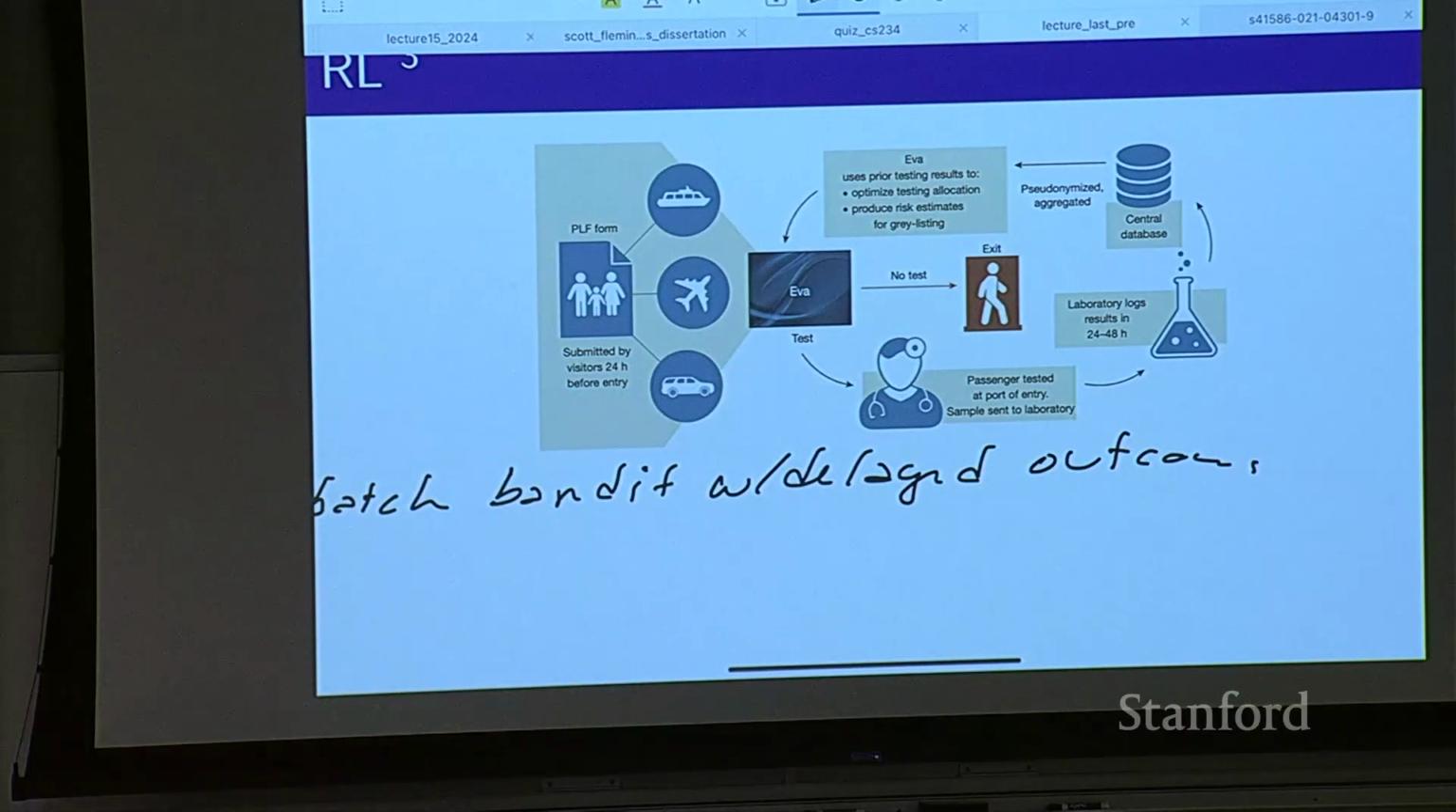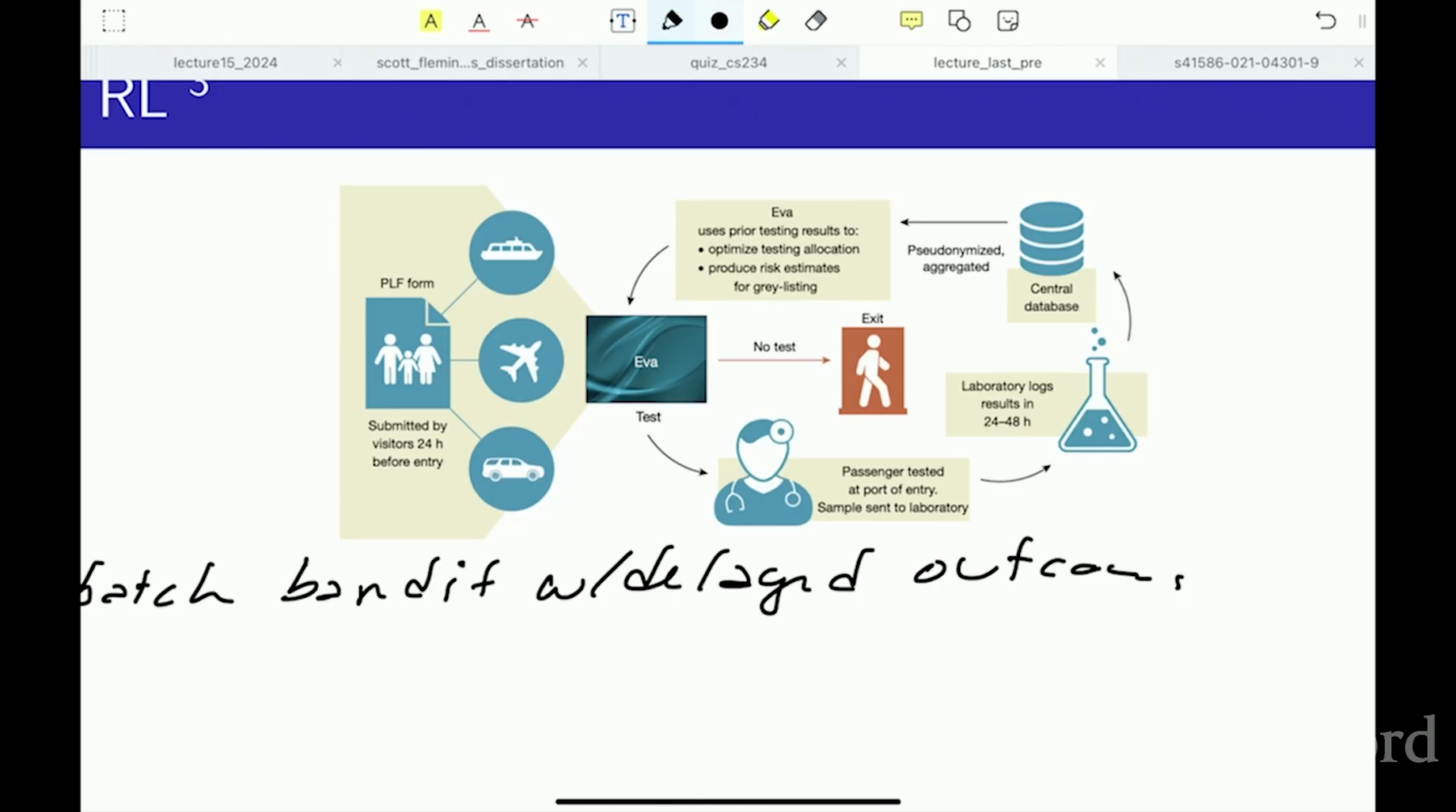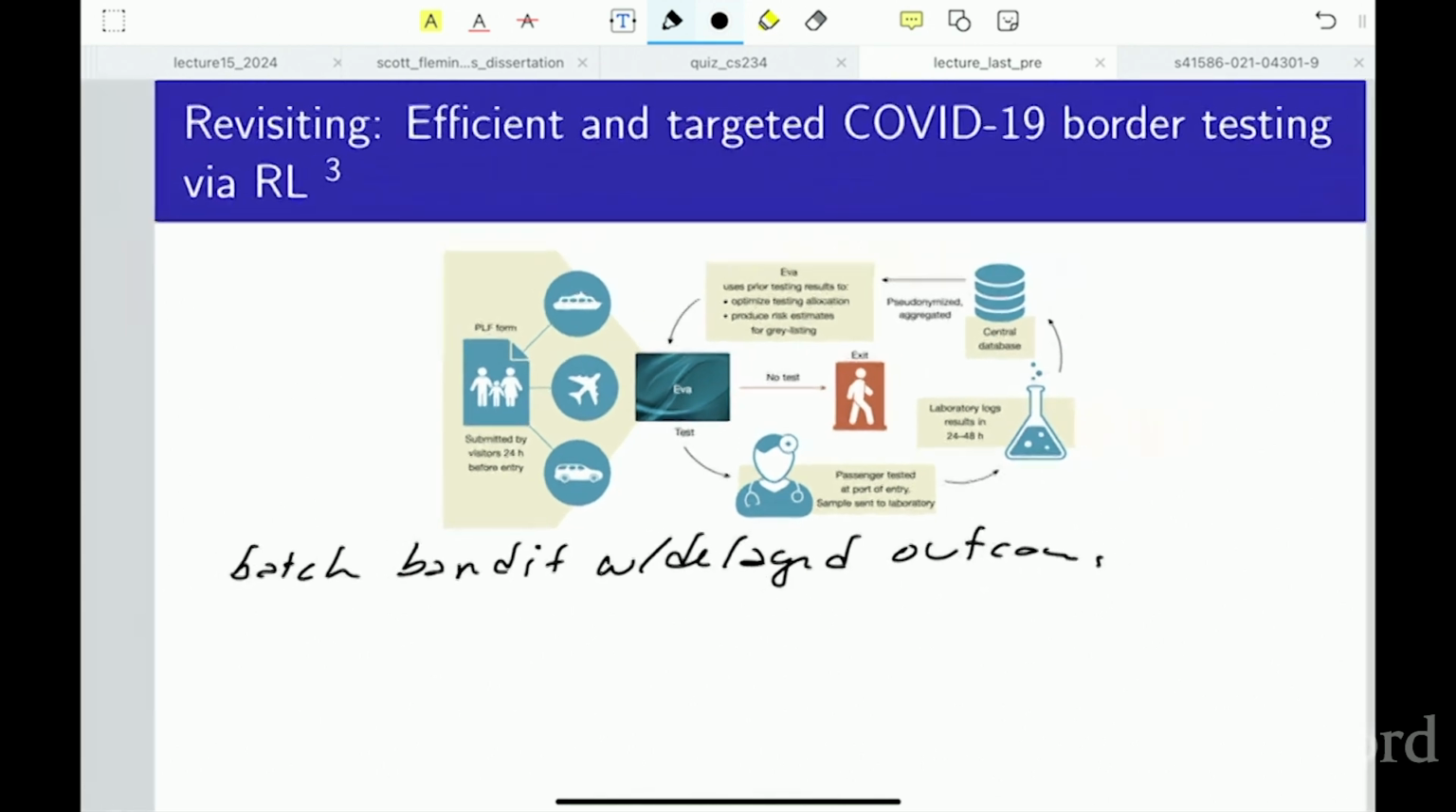So I think this is a really nice example of this batch bandit process. Who you test today does not affect who arrives tomorrow on a plane. So it's a bandit problem. But we have this delayed outcome problem that you don't observe the outcomes of who you just tested for a while, which means that algorithms like Thompson sampling may be helpful.